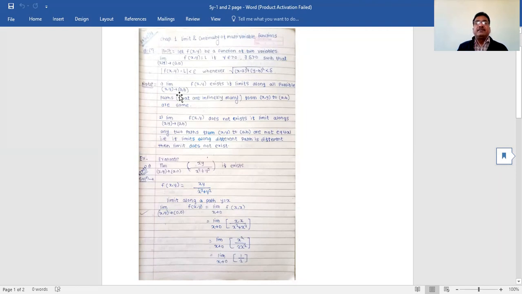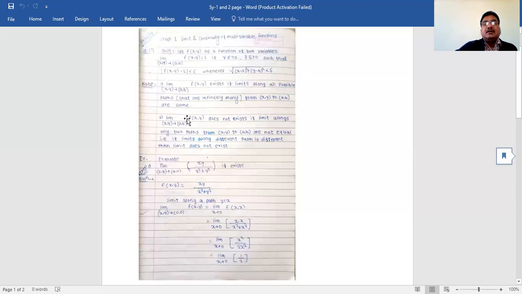But here (x,y) is a point in the xy plane, and it tends to (a,b) in a straight way or in a different way. That is, there are many ways, in a parabolic motion or in a zigzag motion. There are infinitely many paths along which (x,y) tends to (a,b).